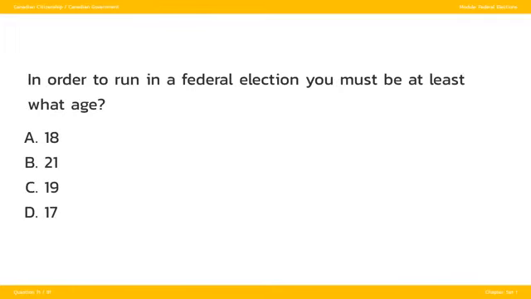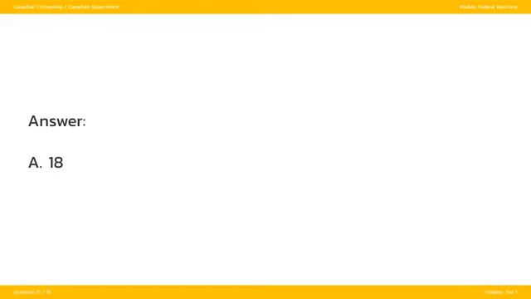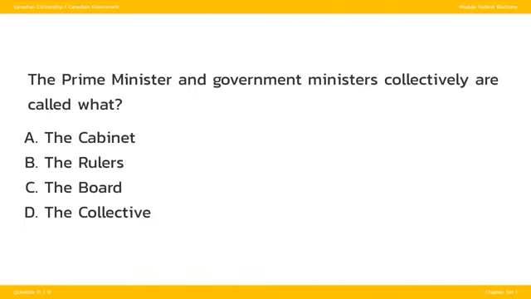In order to run in a federal election you must be at least what age? A. 18. B. 21. C. 19. D. 17. The answer is A. 18.